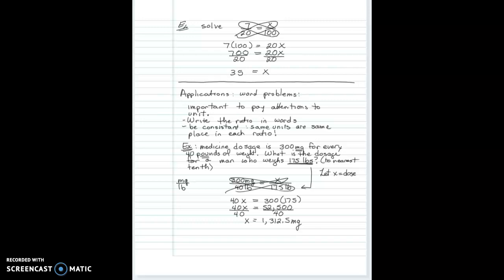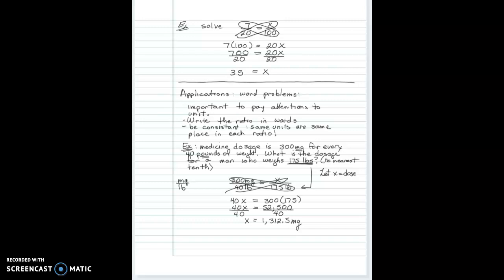If we look at another example, let's say I have 7 over 20 equals x over 100. When I cross multiply, I get 7 times 100 is equal to 20 times x, or 700 equals 20x. I need to divide both sides by the coefficient on x, so I'll divide both sides by 20, and I get x equals 35.